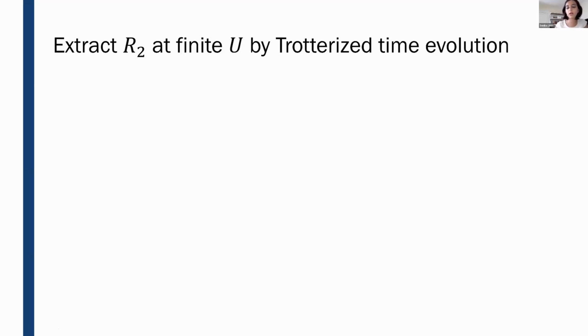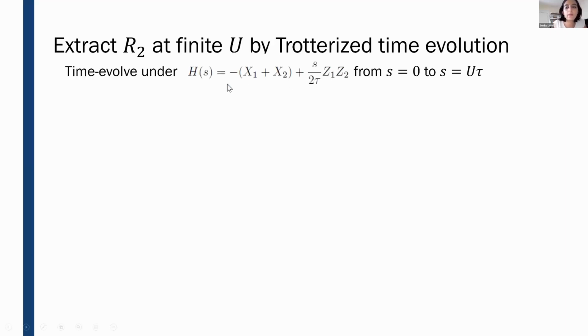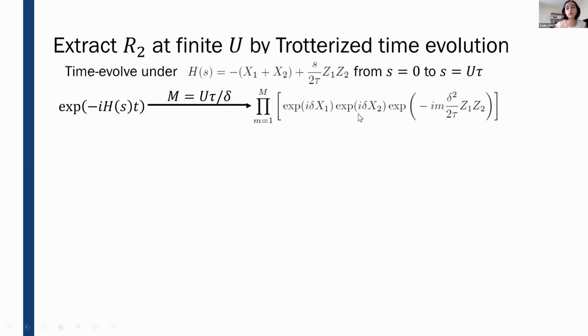And how do we prepare our qubits at that point in the phase diagram? We do that again by using trotterized time evolution. In the beginning, your qubits are all in the state 0. If you evolve them very slowly from a 0 interaction state to a finite interaction state, by the adiabatic theorem, they should, with high probability, lead you to the correct phase at the finite U.